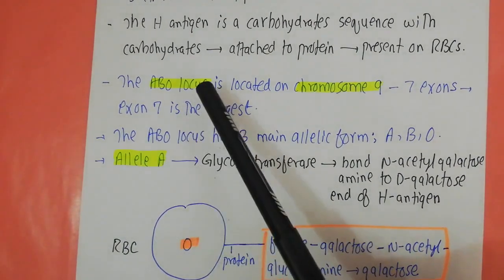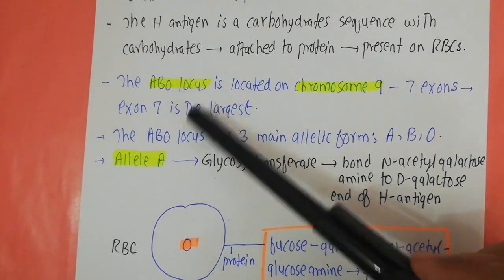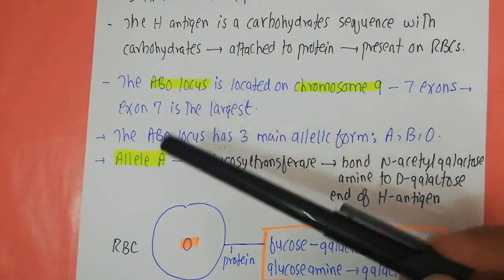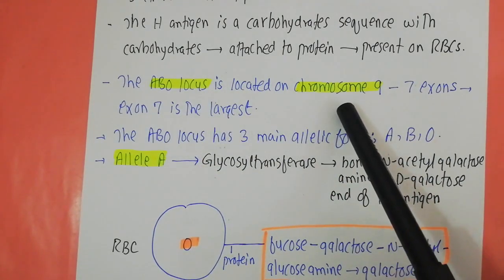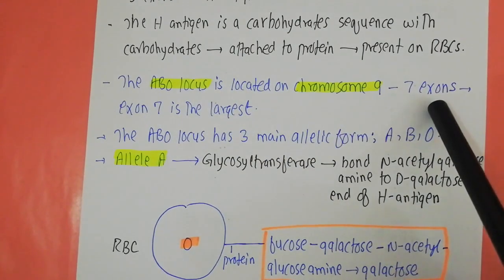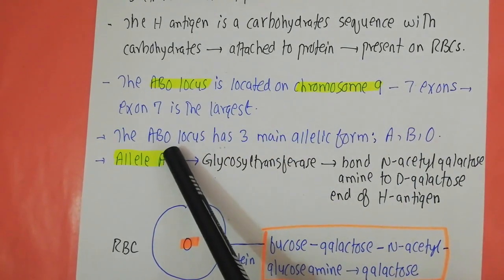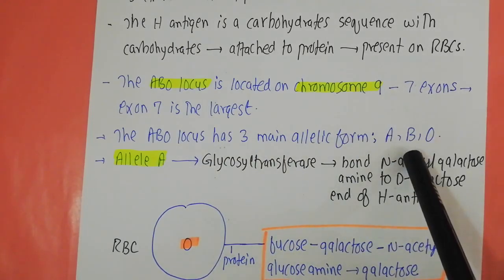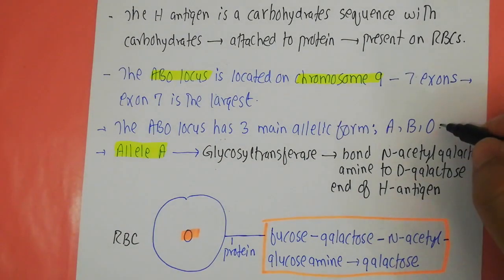If you talk about the ABO locus, it means the gene that determines the blood type, whether that is A, B, O, or AB. The ABO locus is located on chromosome number 9. This whole locus has 7 exons, and exon number 7 is the largest one. And as I've told you, the ABO locus has 3 main alleles. One is the allele A, the other is the allele B, and the third is the allele O, or you can simply say the allele I over here.